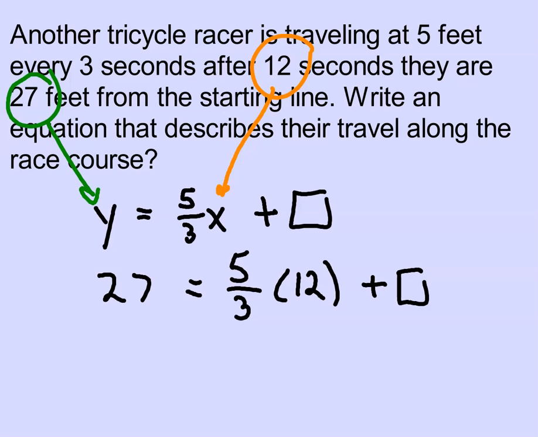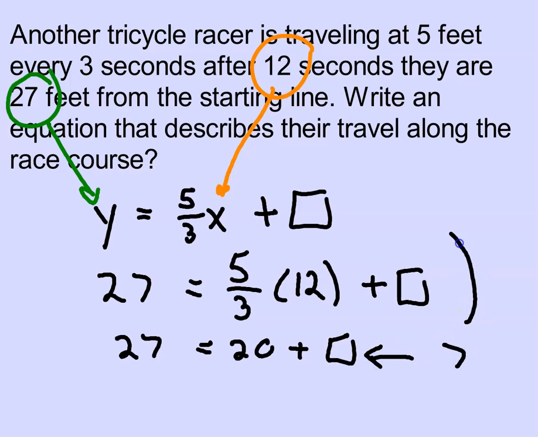Well, you're going to have to figure out what 5/3 times 12 is, and there's lots of different ways to do that. I like to do it this way. Look, I know 1/3 of 12 is 4, so 5 of them is 20. Okay? So, what are you going to have to add on to 20 in order to get to 27? Well, 7. So, since that goes there, then it also goes there. And here's your equation. y equals 5/3 x plus 7.